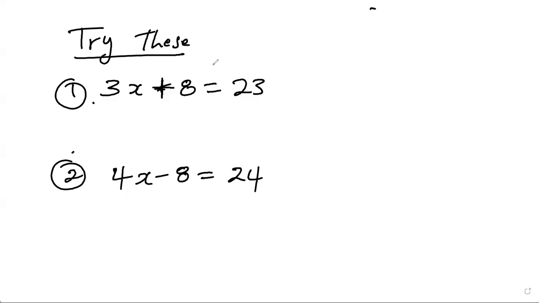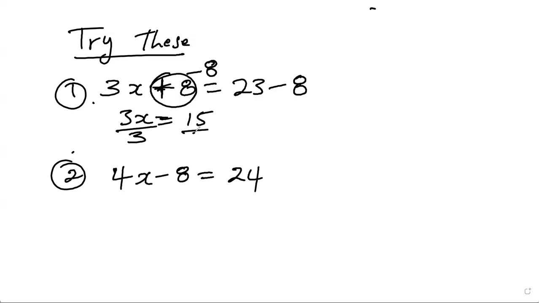Alright, so we have 3x plus 8 equals 23. So we're going to subtract. The opposite of this would be subtract 8. I'll do it for both sides. 23 take away 8, that should give us 15, and then we divide both sides by 3, which is straightforward. This one is 5.